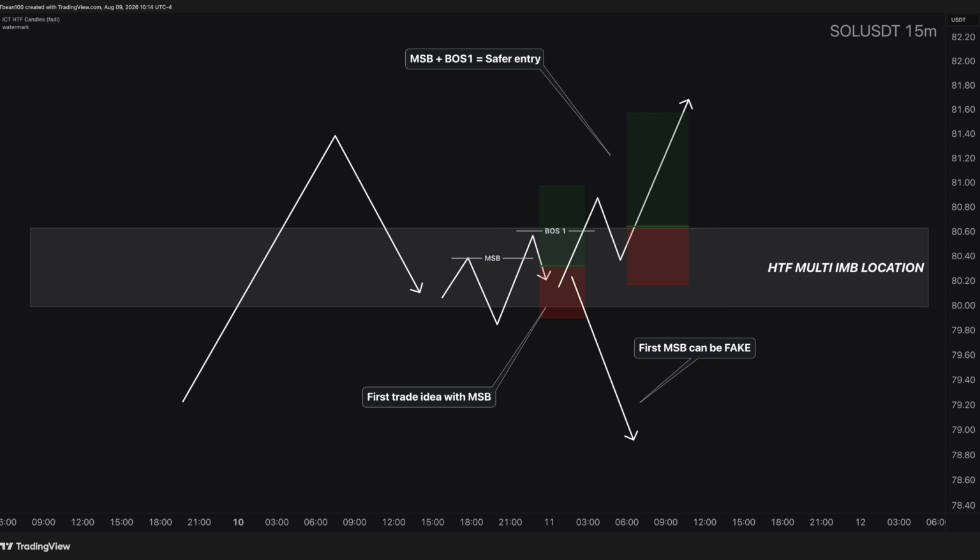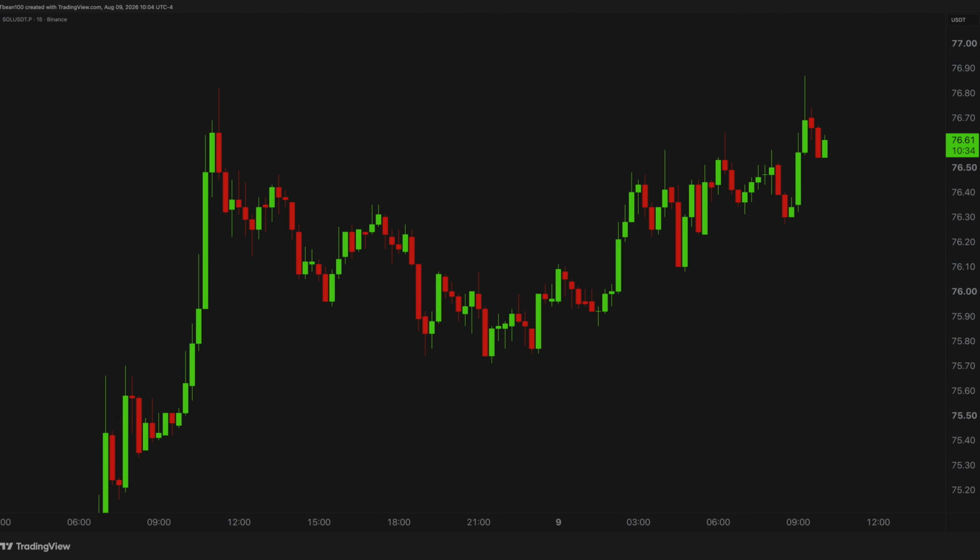And this is why you can wait for the first break of structure, the BOS one, after the MSB, which will give you much better entries because you know the inner trend in the lower time frames at this moment has got stronger. One side is pushing the other side distinctively. Okay, now let's do a reverse engineering.